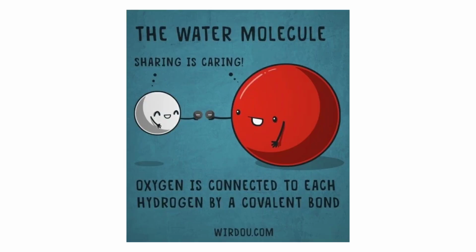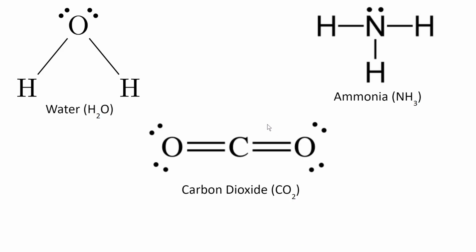Sharing is caring. Oxygen is connected to each hydrogen by a covalent bond. So this is in water, and we'll see that here. So here are 3 molecules all with covalent bonds. Carbon dioxide, 1, 2, 3, 4 bonds to carbon. Each bond shares an electron with carbon, meaning carbon now has 8 electrons in its outer shell. Each of these lines represents 2 electrons being shared.